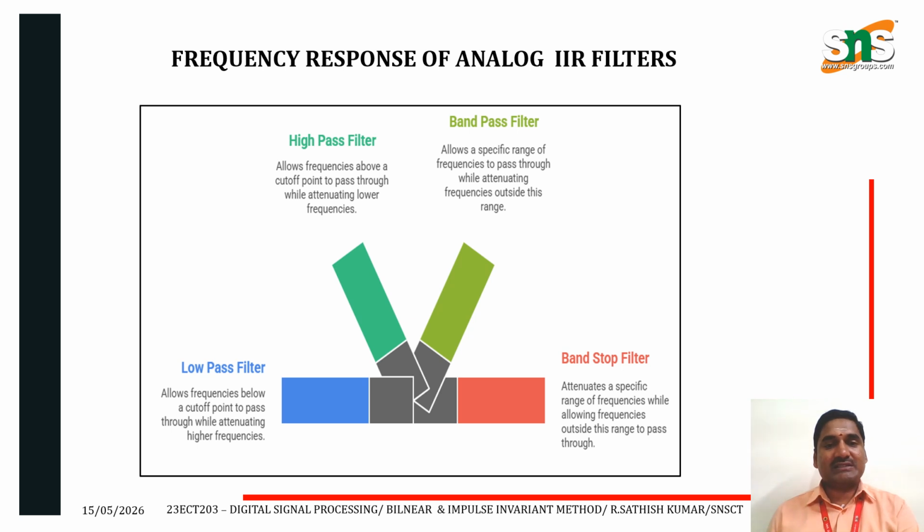Next one, frequency response of analog IIR filters. They can be classified into low pass filter, high pass filter, band pass filter and band stop filter. Low pass filter allows frequencies below a cutoff point to pass through while attenuating higher frequencies. High pass filter allows frequencies above a cutoff point to pass while attenuating lower frequencies. Band pass filter allows a specific range of frequencies to pass through while attenuating frequencies outside this range. Band stop filter attenuates a specific range of frequencies while allowing frequencies outside this range to pass through.